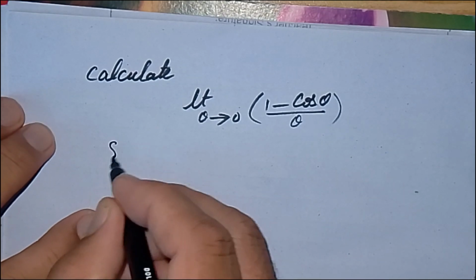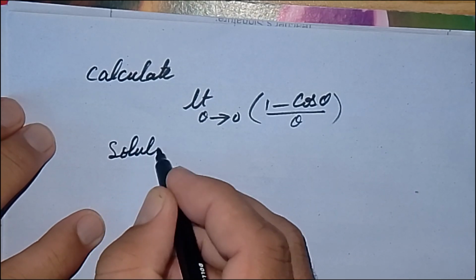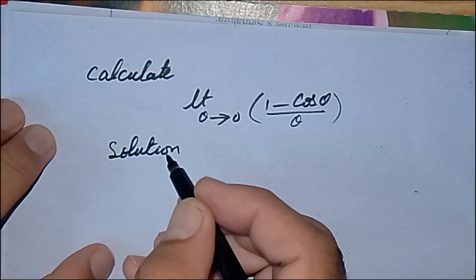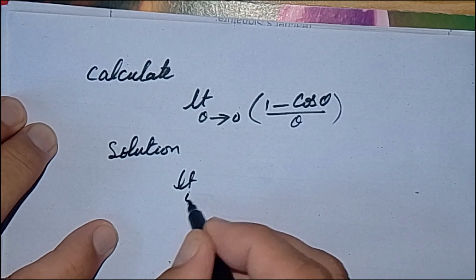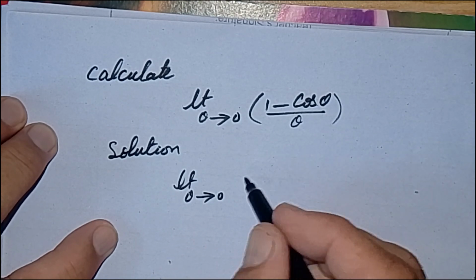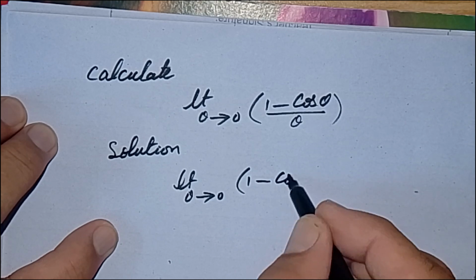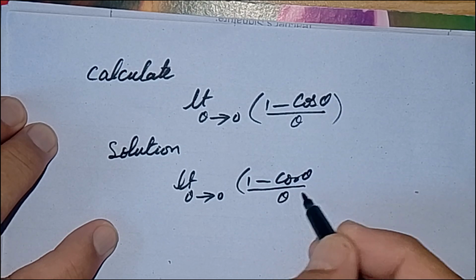Now I'm going to solve the limit as theta tends to 0 of (1 minus cos theta) over theta. Solution. Limit as theta tends to 0 of (1 minus cos theta) over theta.